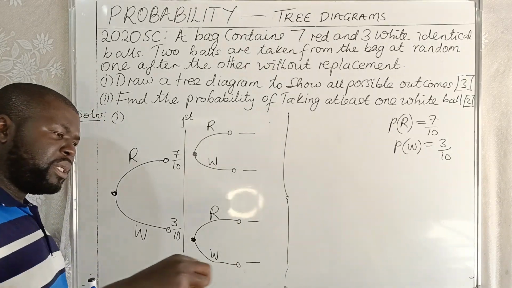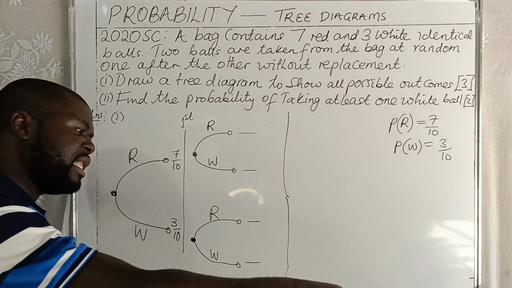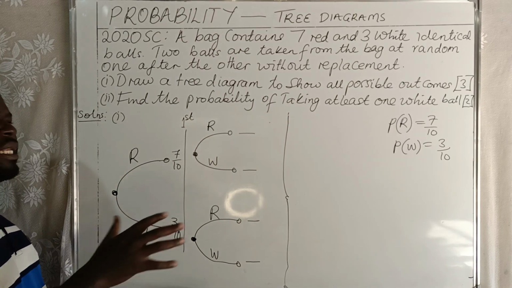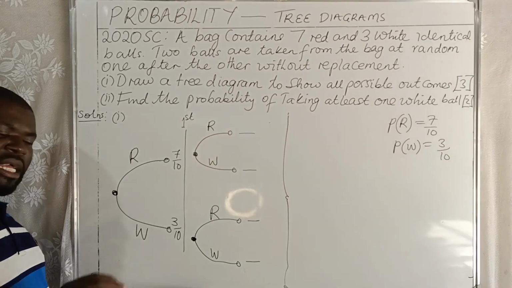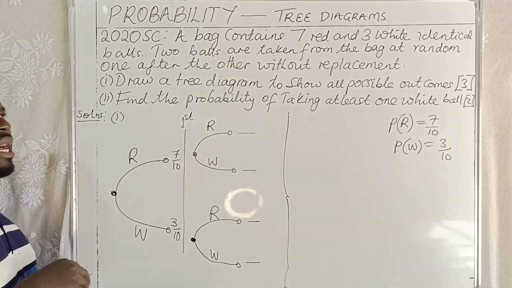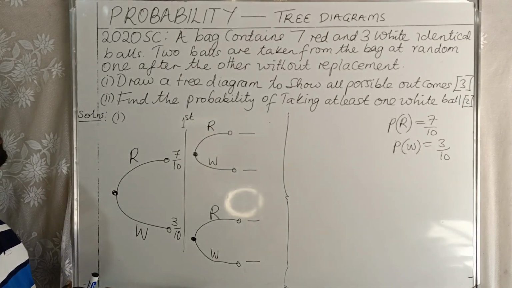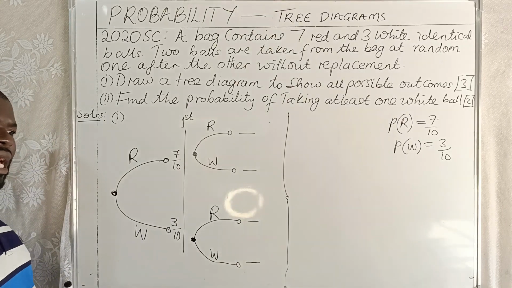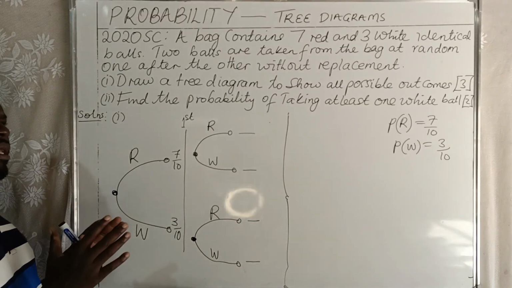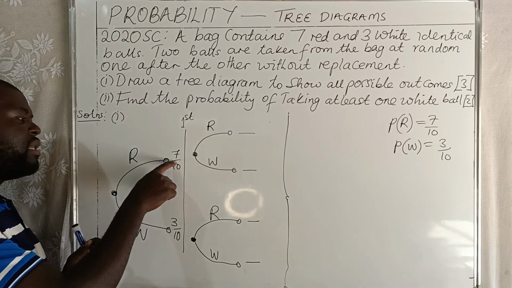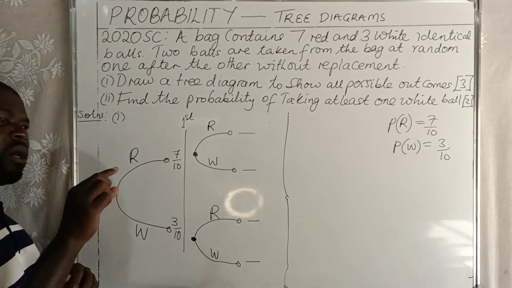This one is taken, put aside, and going back, taking the other ball and putting it aside. So the picking was being done one after the other. This one is taken, put aside, the other one is taken and put aside. So that is how the picking was being done. And because of the way the picking was being done, one after the other, it means the first ball was picked out of 10. The first ball was picked out of 10.